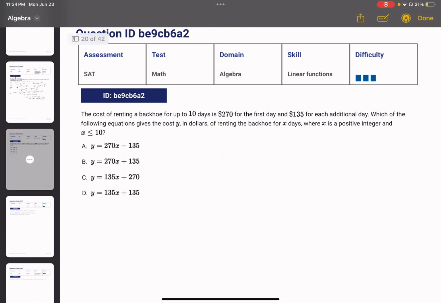This is the first one. The cost of renting a backhoe for up to 10 days is $270 for the first day and $135 for each additional day. Which of the following equations gives the cost y in dollars of renting the backhoe for x days, where x is a positive integer and x is less than or equal to 10?